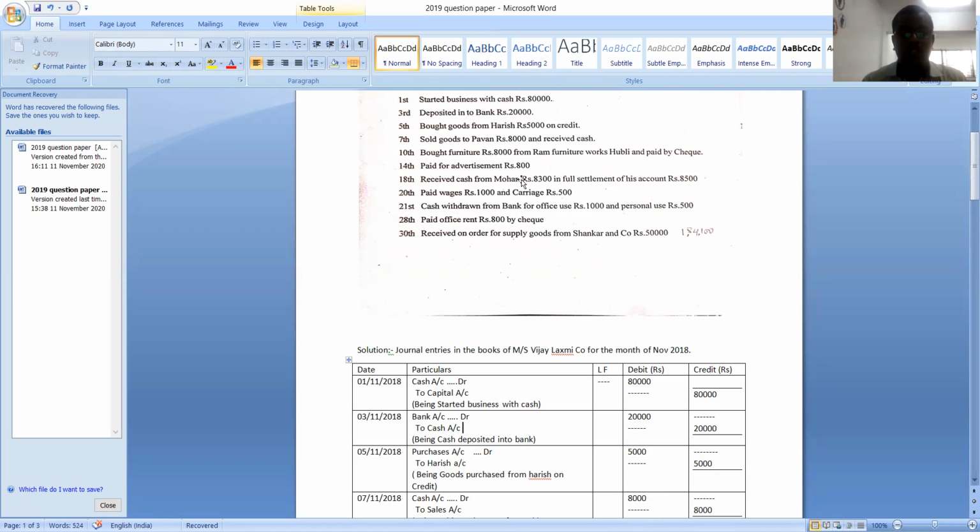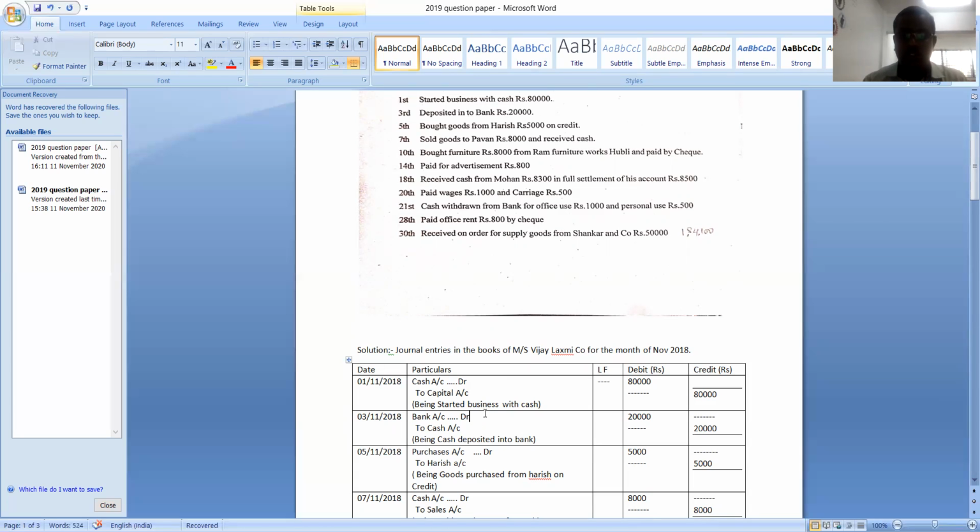The next transaction is: deposited into bank rupees 20,000. See, here we are depositing cash rupees 20,000 into the bank. So which are the two accounts here? One is bank account and another one is cash account. Understood? Bank account is which account? It is a personal account. Cash account is which account? It is a real account.